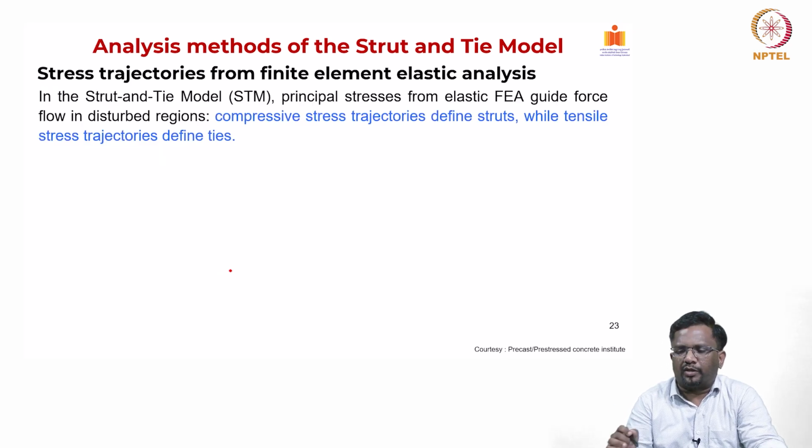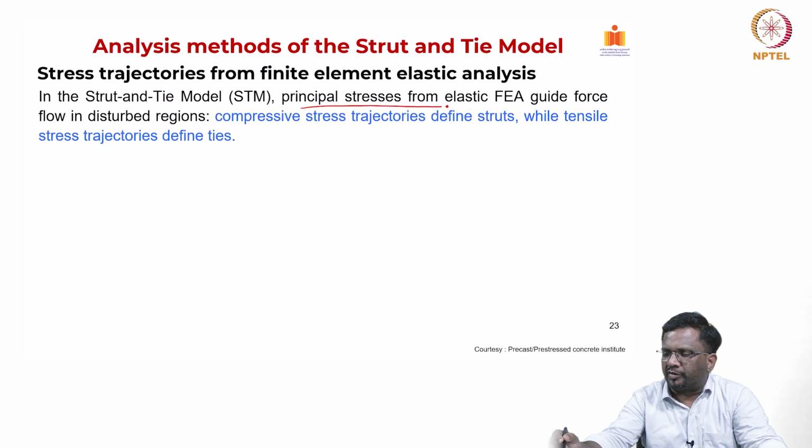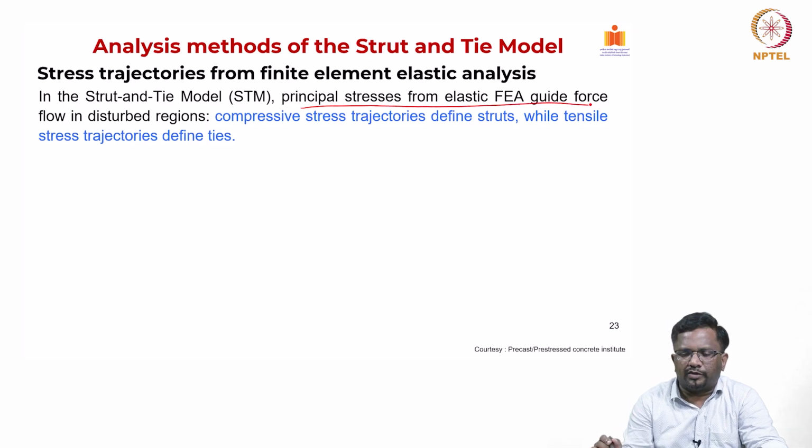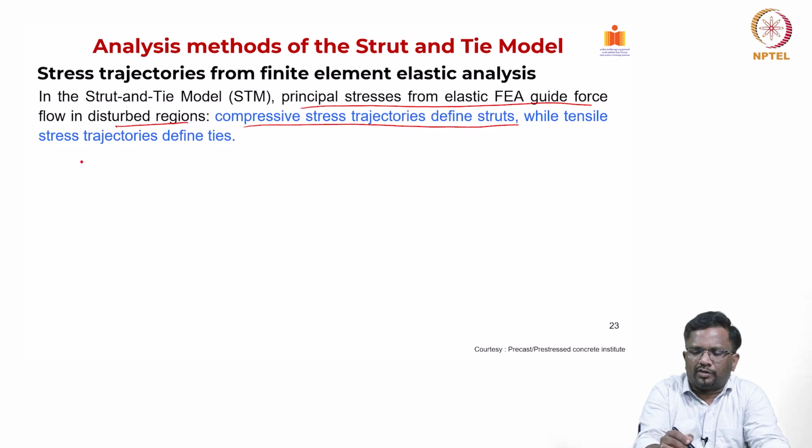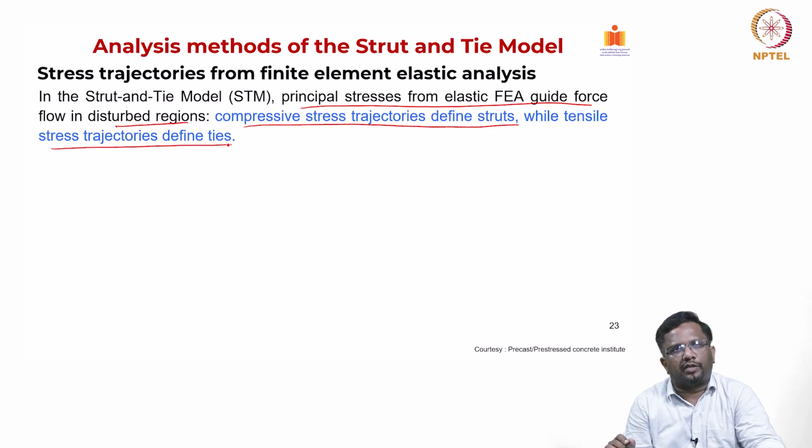Now, let us look at the first one, the stress trajectories from the finite element elastic analysis. In the strut-and-tie model, again we try to get the principal stresses from elastic finite element analysis, which will help us understand the force flow in the disturbed regions. For example, compressive stress trajectories define where the struts will form, and the tension stress trajectories will define where the ties are going to form.